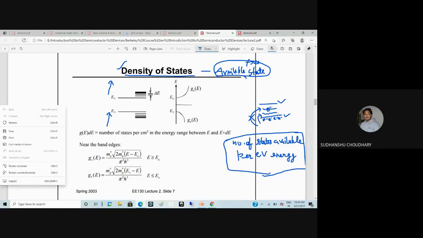Similarly, if this electronic state is not occupied, then it is possible for this electron to move from this to this, because this is available. It is not already occupied.